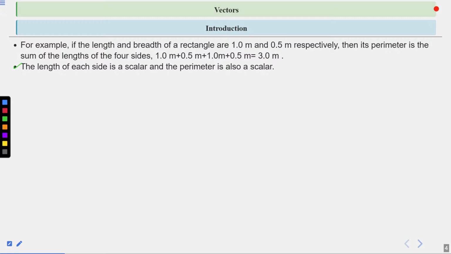The length of each side of a shape is a scalar, and the perimeter is also a scalar. It means suppose we have the length or side of any shape, and if the side or length of any shape is a scalar quantity, then the perimeter or the area will also be a scalar. If we talk about the rectangle, length and breadth are scalar quantities and perimeter is also a scalar quantity. So scalar means just a number along with its proper unit.